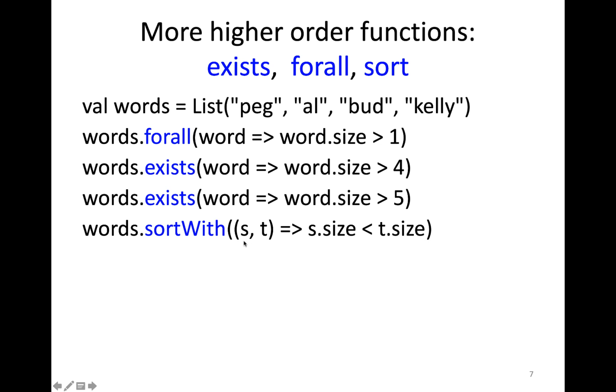So here its anonymous function says, given two items, this is the criteria to sort them. If the size is less for item S, then that should appear first compared to the other item T. So this is the criteria which this sort algorithm will use to sort all these items. The output of this will have AL placed first after the sorting happens, because its size is the least. Another way of doing the same thing is sortBy, and here the anonymous function just says sort by size.